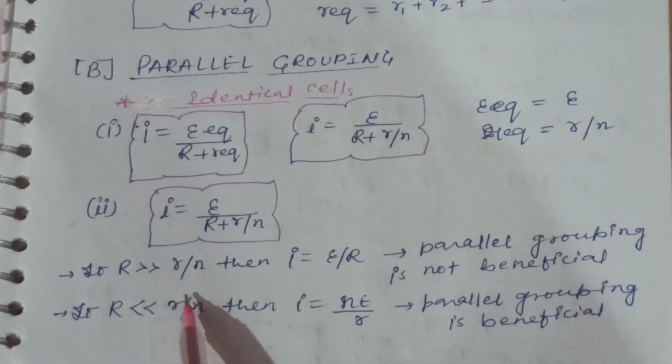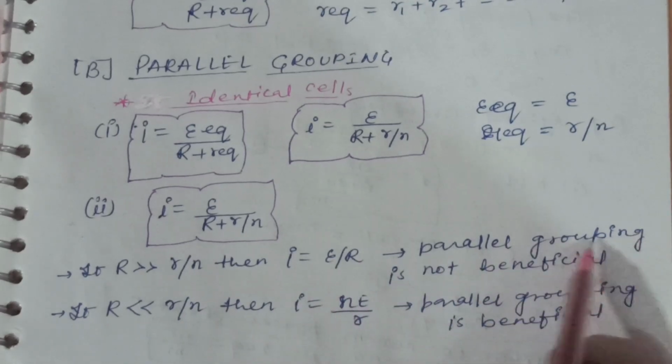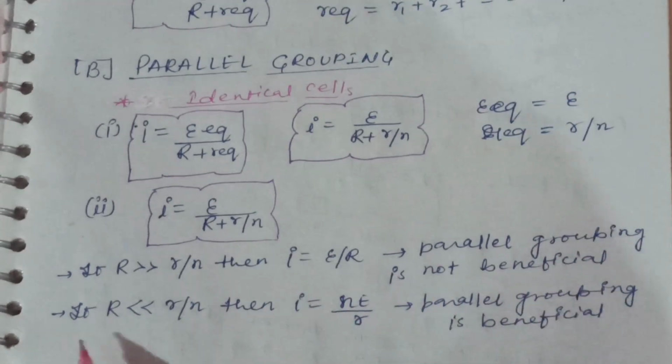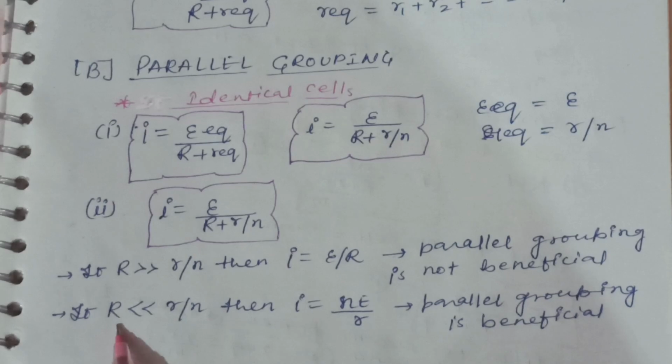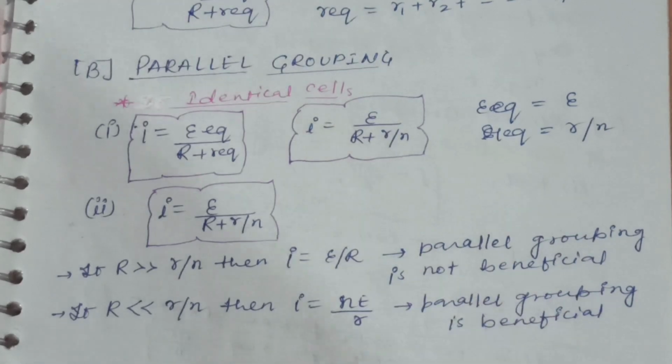If R is greater than R upon N, then I is equal to E upon R, and parallel grouping is not beneficial. If R is smaller than R upon N, then I is equal to NE upon R, and parallel grouping is beneficial.